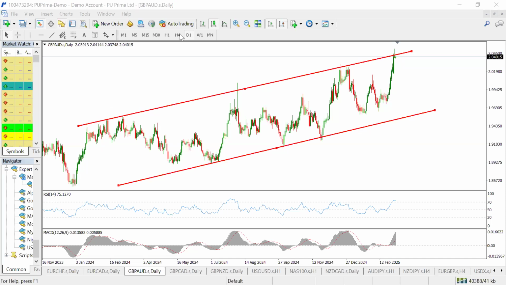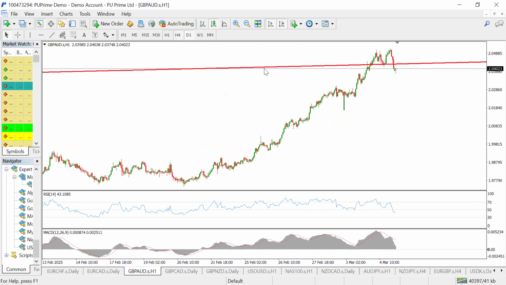Now we can zoom a step further by going to a lower time frame like 1 hour, and we can anticipate the possibility of a head and shoulder pattern, which would trigger the bearish movement eventually on this instrument. But however it goes, I hold a bearish outlook on the GBP AUD for today.